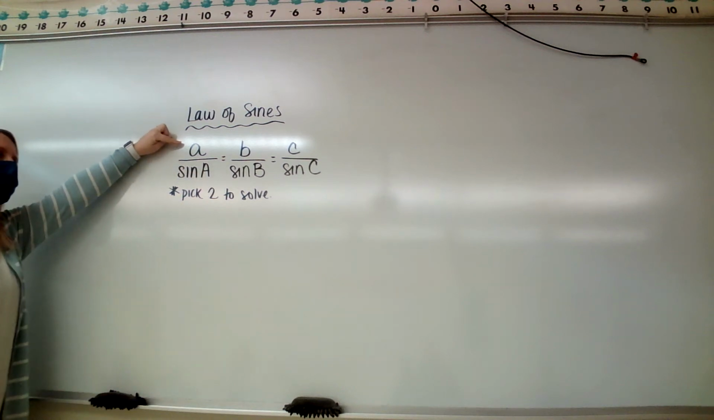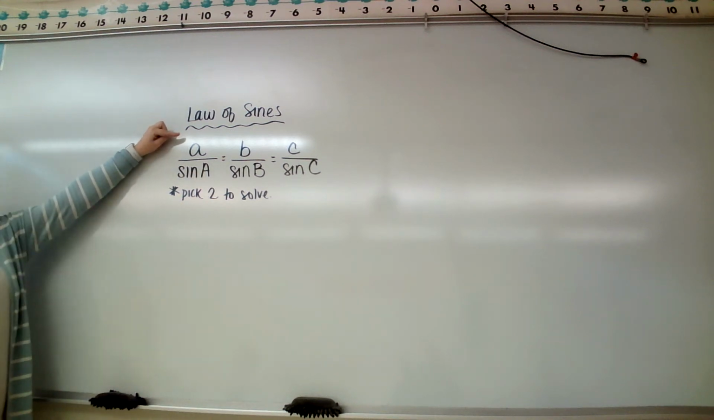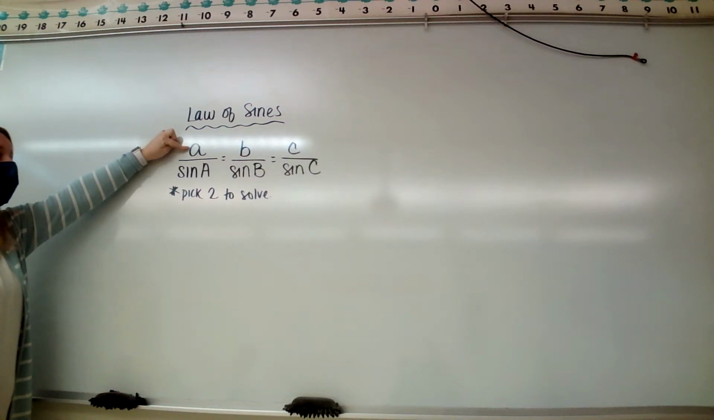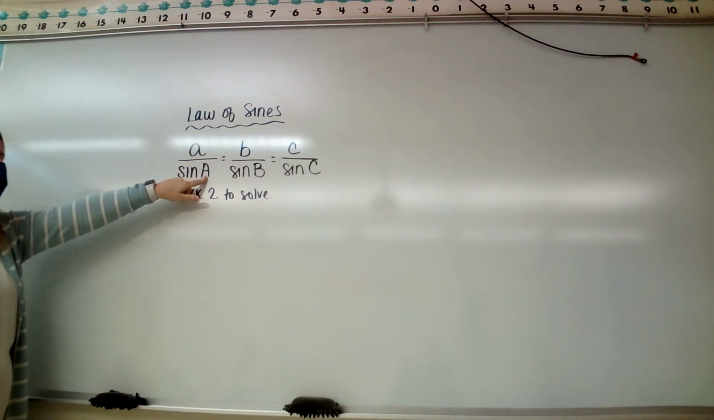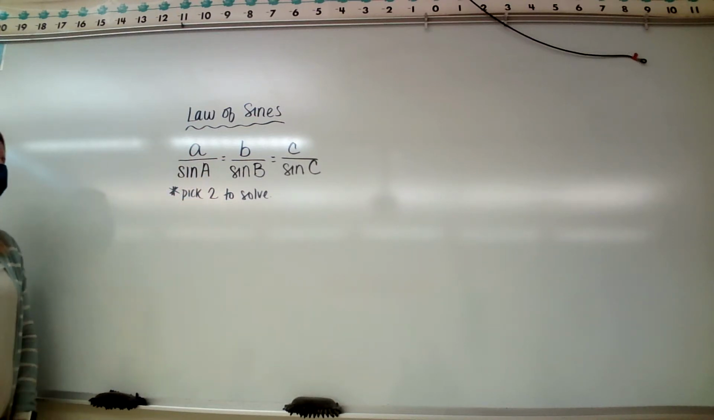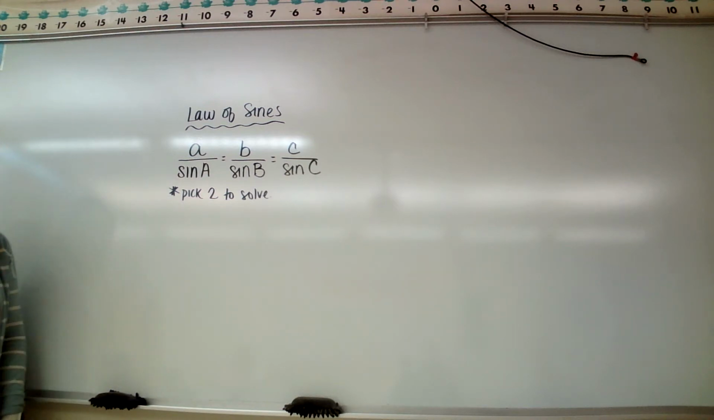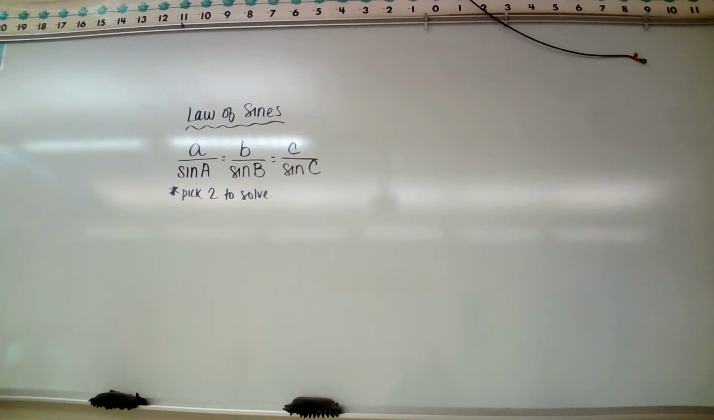But just as a reminder of how we write things, when we have a lowercase letter, that's a side. When we have an uppercase letter, that's an angle. So depending on what sides and angles we have, we'll pick two parts of this and solve it. But that's about as crazy as the formula gets, so that's kind of nice. So let me find an actual example. Okay, the example's not bad either, which is nice.